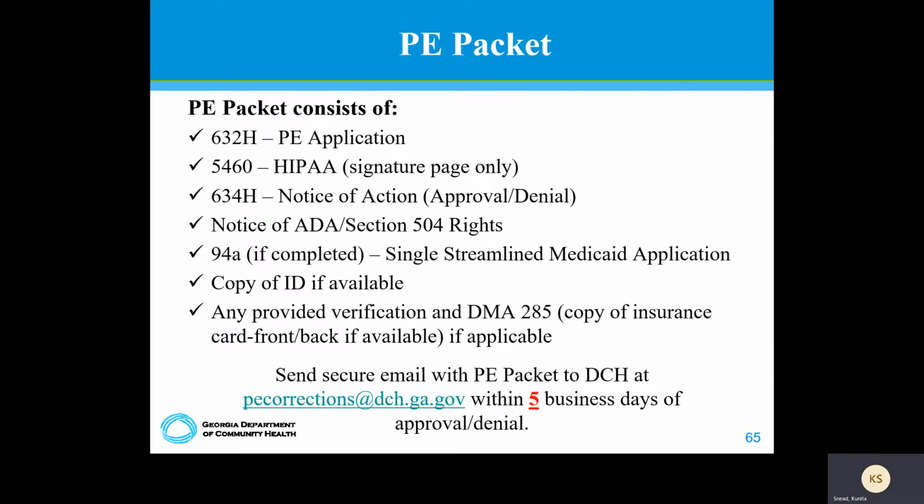And then you're going to send all this information in a secure email. This is called your PE packet. Send all of this to the PE Corrections email address that is listed within 5 business days. So this is kind of like a checklist for you. You need to go through this to make sure this is what is included in your PE packet if you do the application with the applicant right there in the office with you.